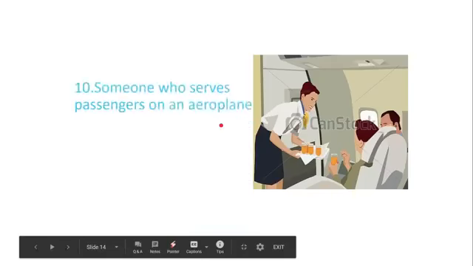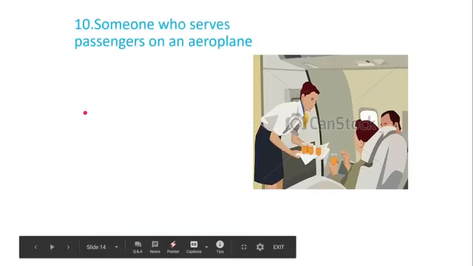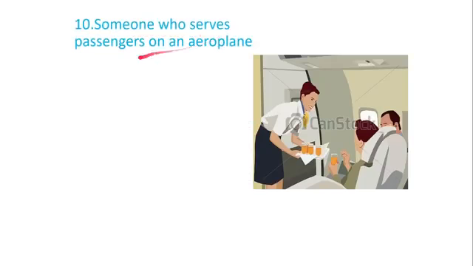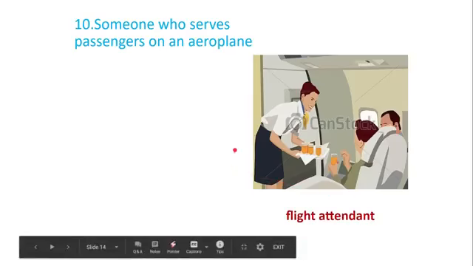Number 10. Someone who serves passengers on an aeroplane. Can you guess the word or tell me what the word is? Flight attendant. So flight attendant is a person who serves passengers on an aeroplane.